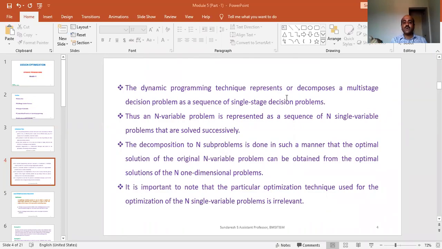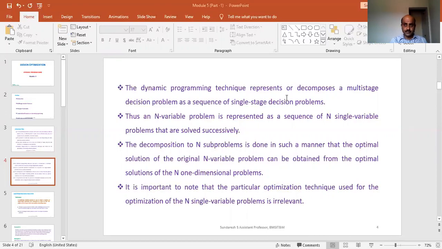So when we say a problem is an n variable problem and a sequence of n single variable problems are solved successively, we are going to solve each one by one. The decomposition into n subproblems is done in such a manner that the optimal solution of the original n variable problem can be obtained from the optimal solutions of the n one-dimensional problems.